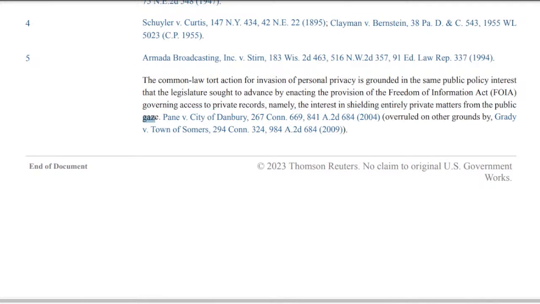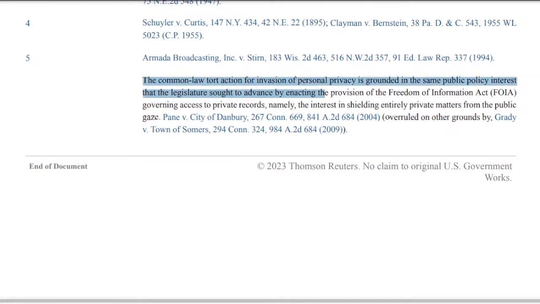This is Payne versus City of Danbury, Connecticut, 2004, overruled on other grounds by Grady versus Town of Somers, Connecticut, 2009. On other grounds, though. Overruled on other grounds. So this case was overruled, however, it was on other grounds.